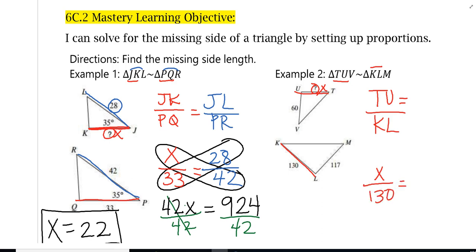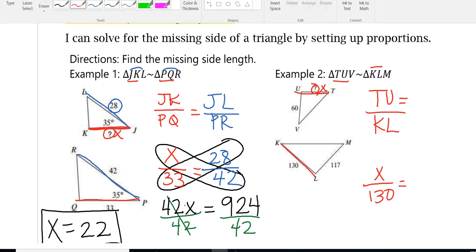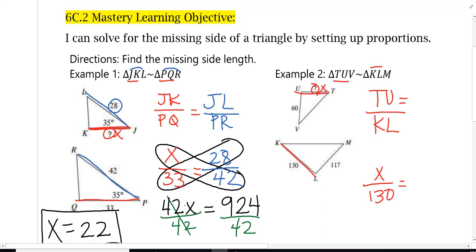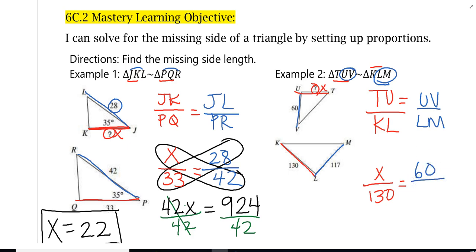We're going to go ahead and set that equal to my other side that now I have in my triangle. So looking back at my first triangle there, what side do I know? I know this UV side. So UV is going to correspond then to LM. All right, so UV was 60. LM was 117. And now we can go ahead and cross multiply and solve for our missing variable.